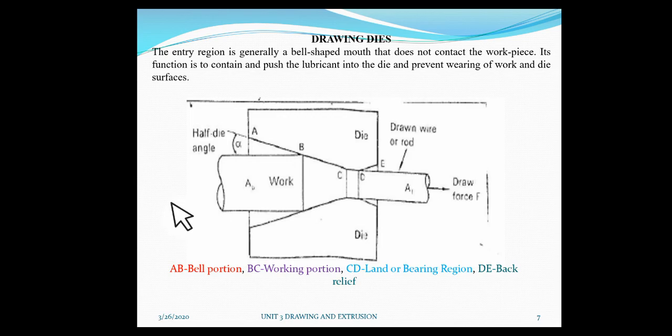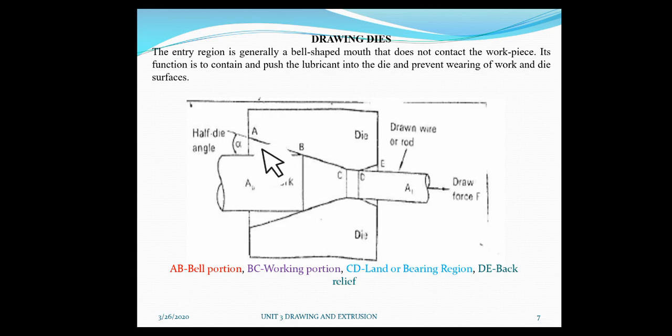Clear? Now, the first part you have to write about is AB, the bell portion. Here you have to write that the bell portion is the entrance of the die. The shape of the entrance of the die is called the bell portion. The bell shape is made so that the wire entering the die will draw lubricant.